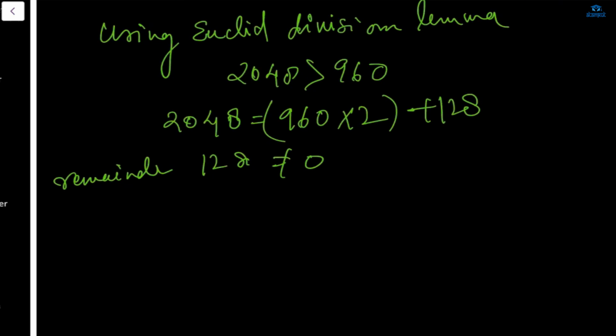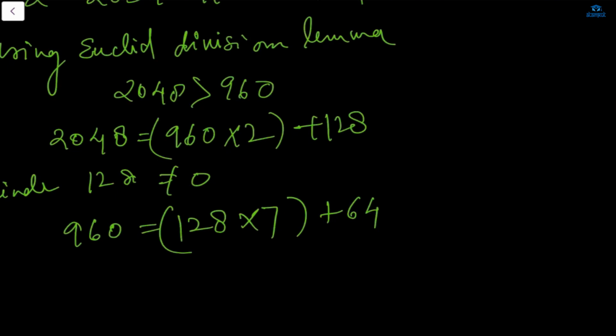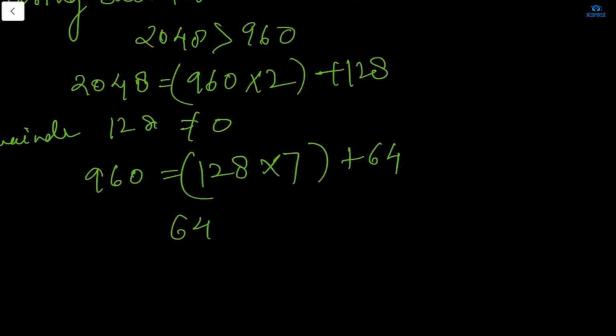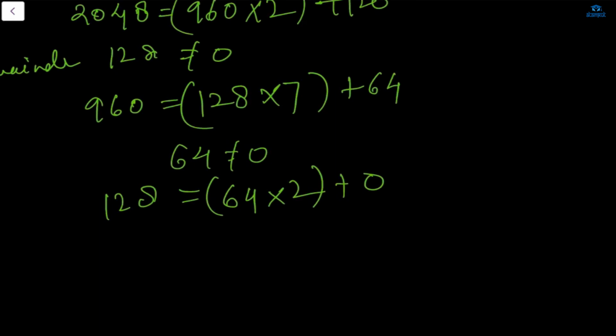I'm not writing all the statements, but now the new one will be 960 is equal to 128 times 7 plus 64. After 7 times, you get the remainder 64. Now still the remainder is not equal to 0, so again we are going to divide. The new one will be 128 is equal to 64 times 2 plus 0. You can see the remainder has become 0.